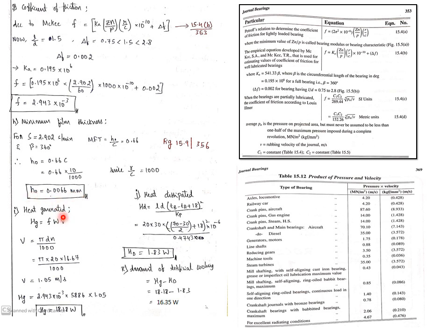Next one, heat generated is equal to F into W into V. V is nothing but pi D N by 1000. Once you get the velocity, you need to substitute back to find the value of Hg. F you know, W you know, V you know. Just substitute back here to find the value of Hg.